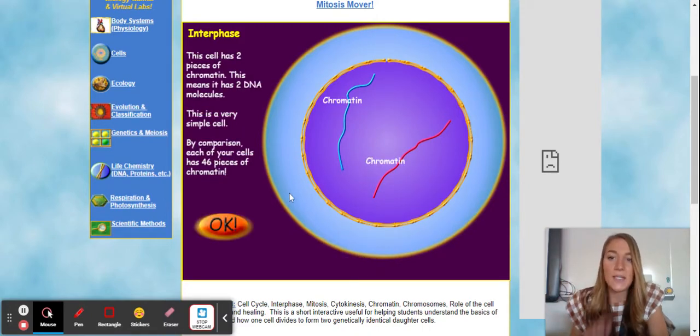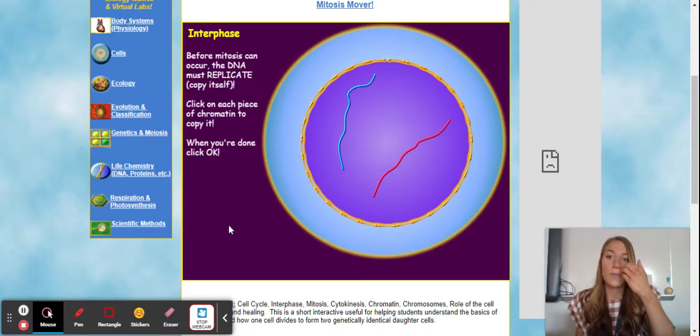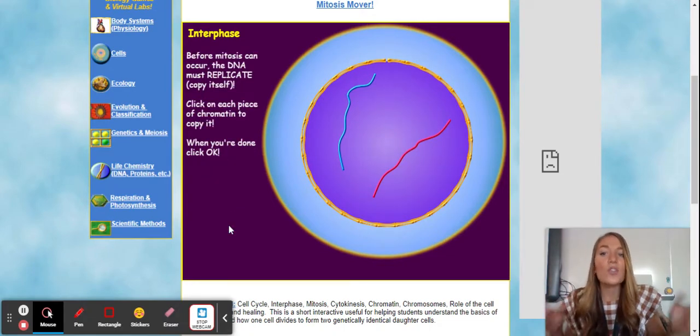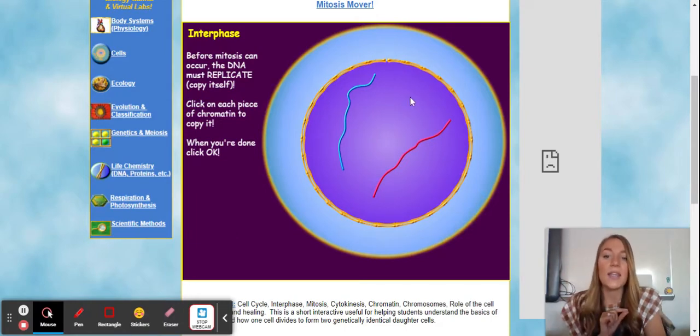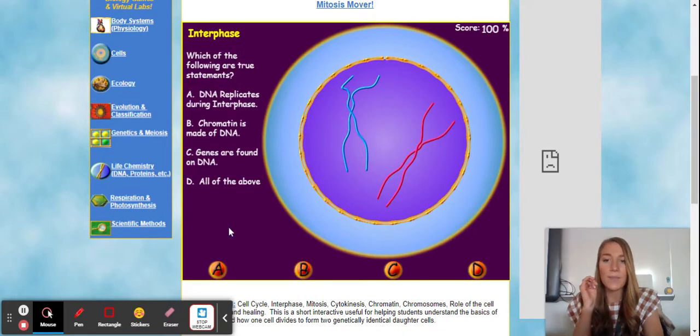This cell has two pieces of chromatin. It means it has two DNA molecules. So this is a very simple example. You guys have 46 chromosomes, 46 pieces of chromatin because we're human beings. So let's look at this simple cell. Before mitosis can start, we need to copy the DNA inside of our cell. So we're going to click each piece of chromatin to make a copy.